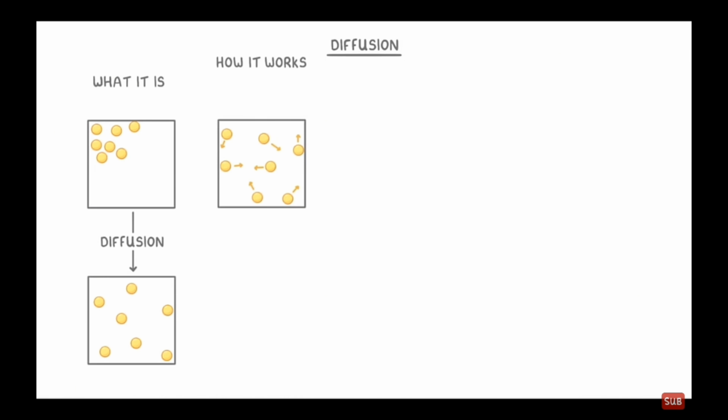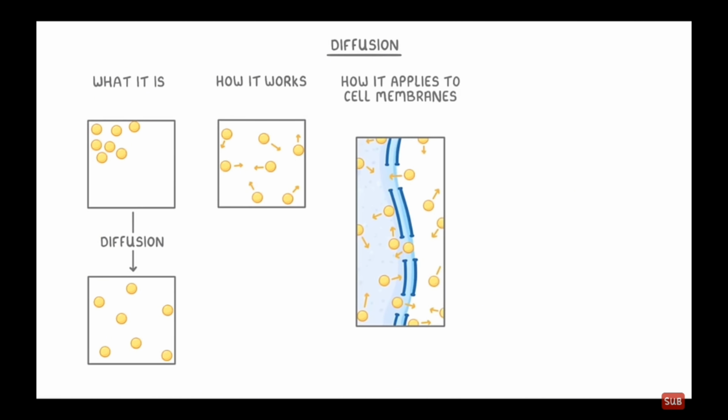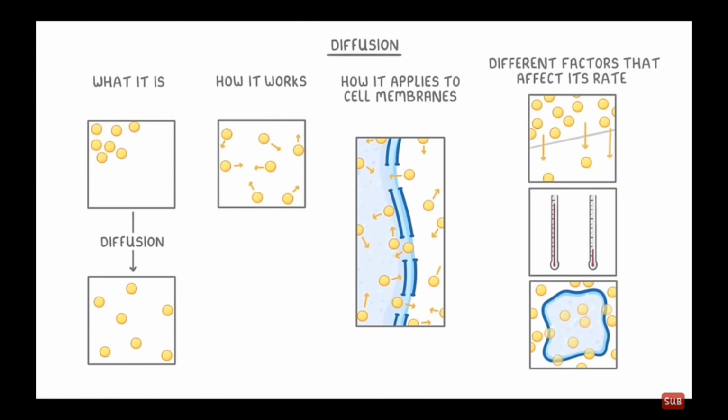In today's video, we're looking at diffusion. So we're going to cover what diffusion is and how it works, how it applies to cell membranes, and finally, the different factors that affect its rate.